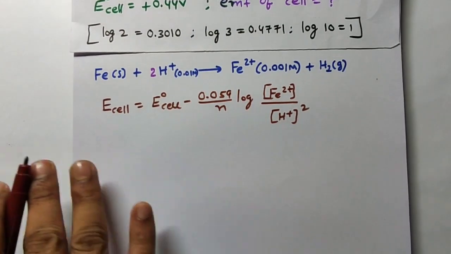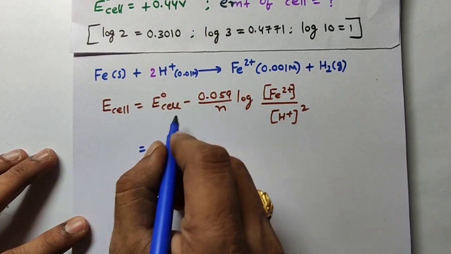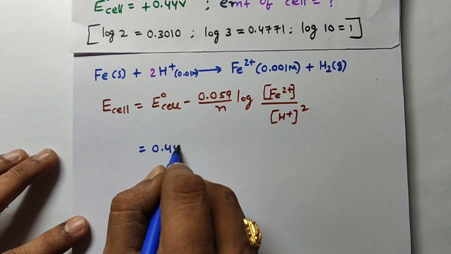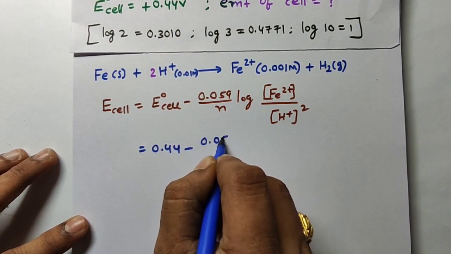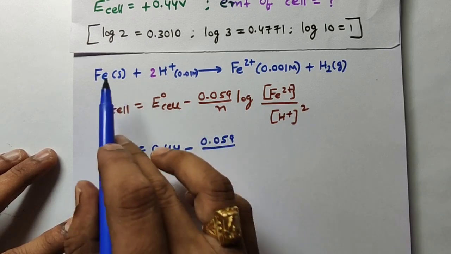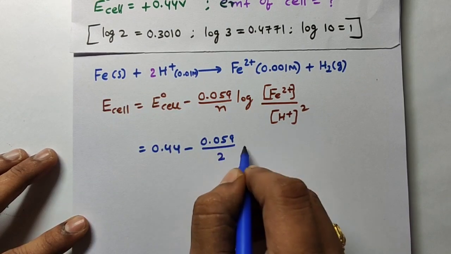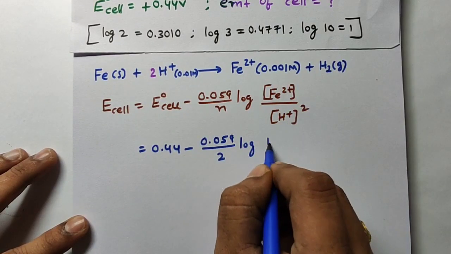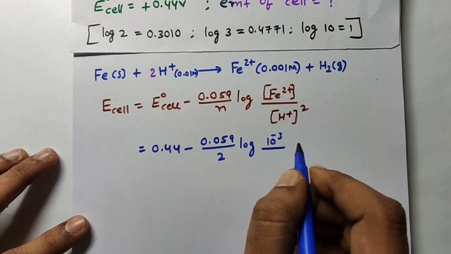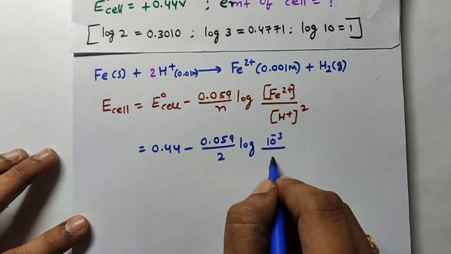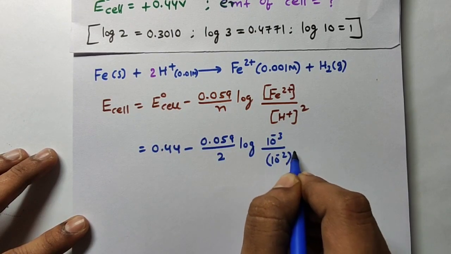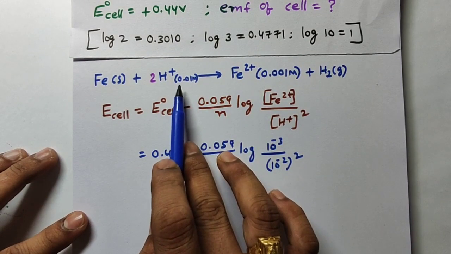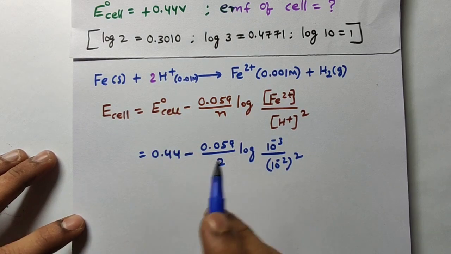And next step, what is the E0 cell given in the question? 0.44. So 0.44 minus 0.059 by, what is the n value? Fe converted into Fe2+, 2 electrons are involved here. Next, Fe2+ concentration 0.001, nothing but 10 power minus 3, divided by H+ concentration 0.01, nothing but 10 power minus 2. So don't forget the square is there. And remember one more thing, for hydrogen the standard electrode potential is 0.